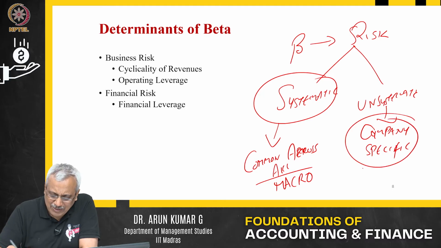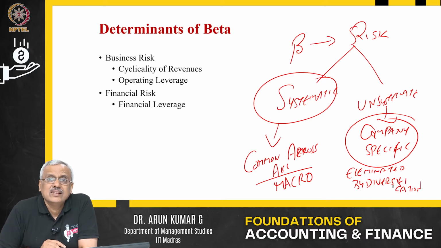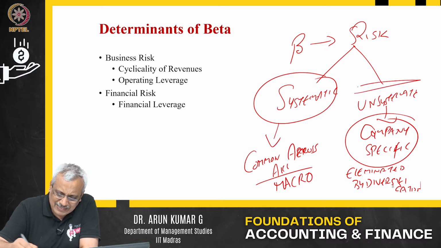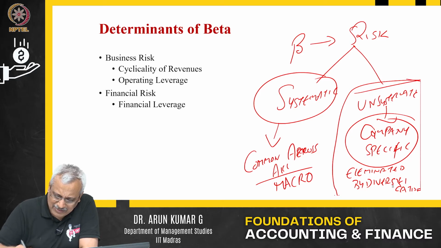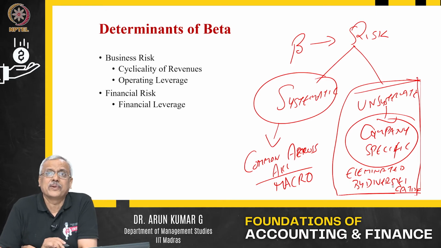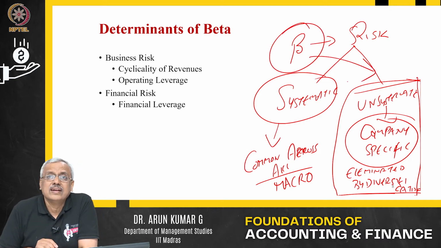Unsystematic risk can be eliminated by diversification. So we are talking about these aspects here. We are going to talk more and more about the unsystematic risk, not the systematic risk, because we are not looking at elimination of systematic risk. We are going to talk only about the unsystematic risk portion of it. That is what constitutes your beta in this particular case.